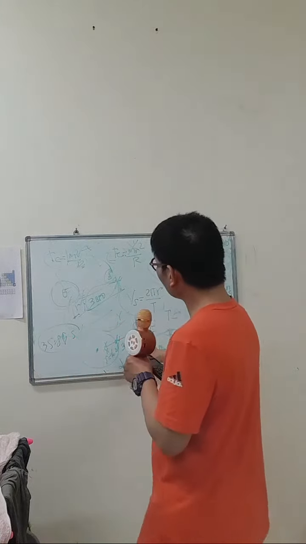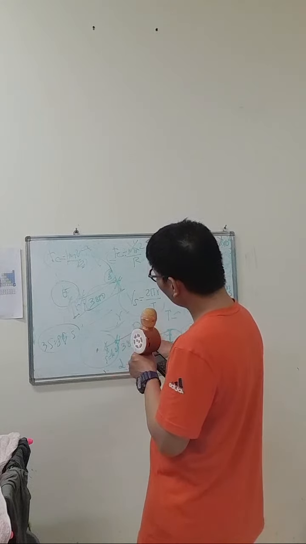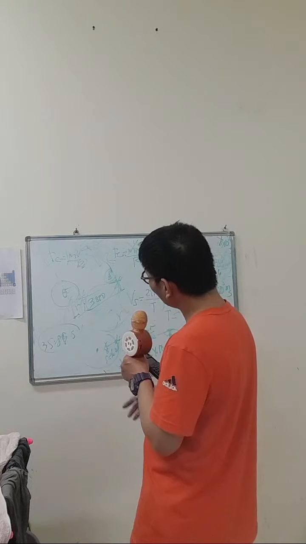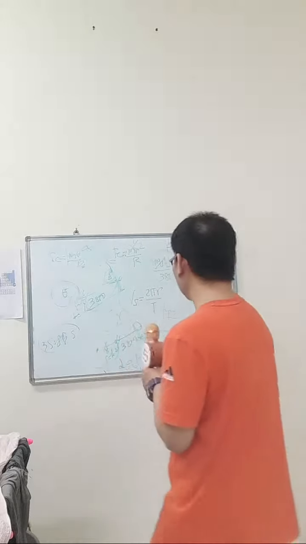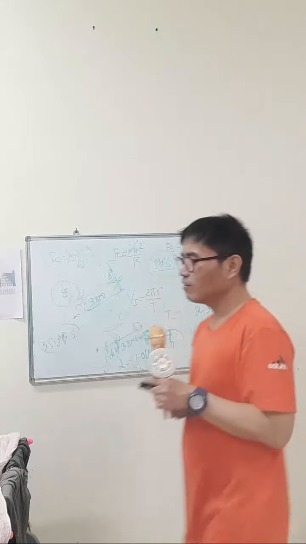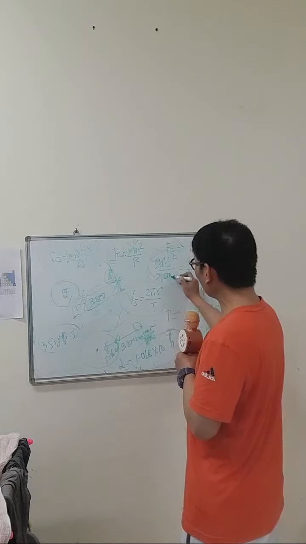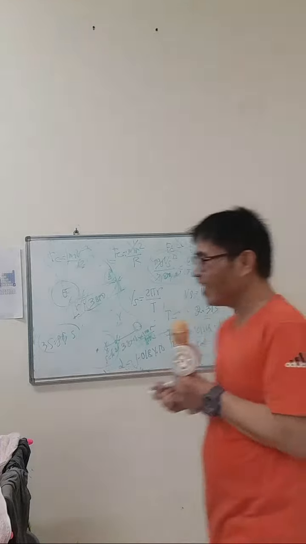Because this is not 3,800, it is times, so it's going to be 3,800,000. That's why I made a mistake. Okay, this is 3 million. Okay, so let's go back.